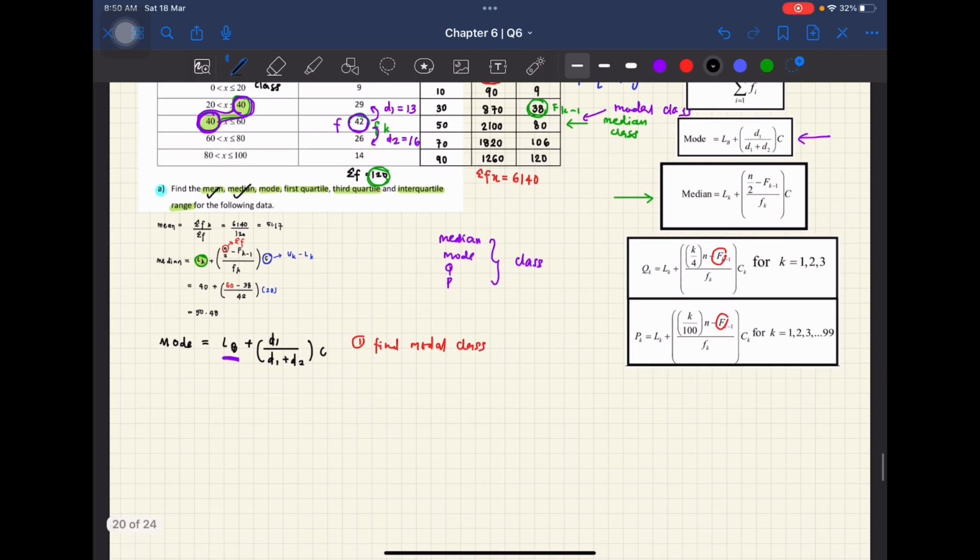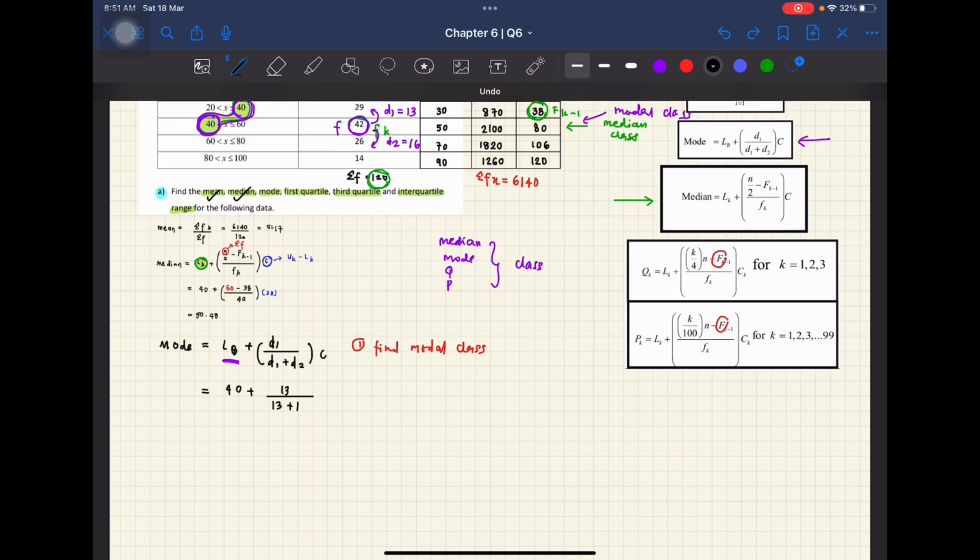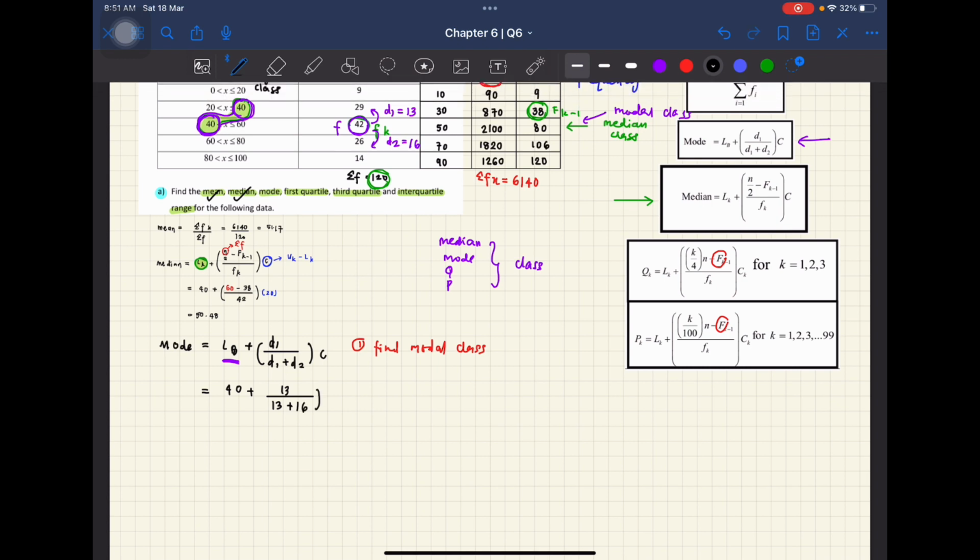Okay, so jom kita masukkan dalam kita punya formula. So LB tadi adalah 40 tambah 40. So kita ada 40 tambah 40 bahagi 2. Nilai yang sama saja. So dapat 40 juga. Okay, and then tambahkan dengan D1. D1 saya tadi dalam table warna purple tu, saya ada 13. Okay, and then divided by D1 plus D2. So D1 is 13. D2 is 16. Okay, and then C adalah class width. My class width is 20. Okay, so tekan calculator. You are supposed to get 48.97.